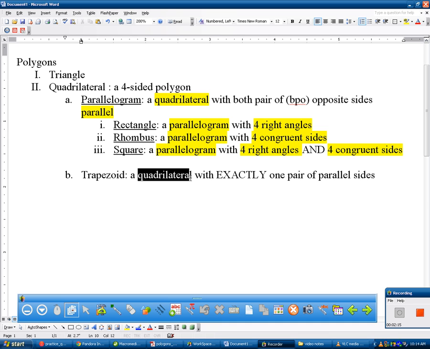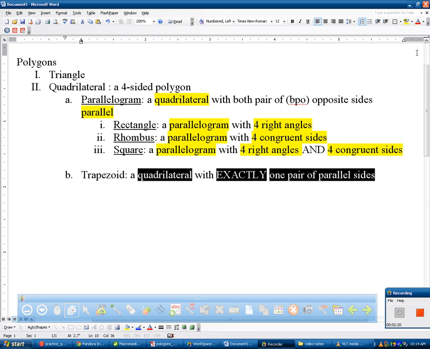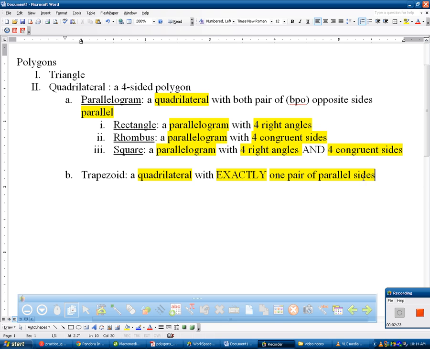So what are the key words? Quadrilateral, and then what? Exactly, and then one pair of parallel sides. All of that is pretty important. So what's the one division of a trapezoid? An isosceles trapezoid. Okay. Now, an isosceles trapezoid has to be what first? A trapezoid. Yeah. Could it be a parallelogram? Yes or no?